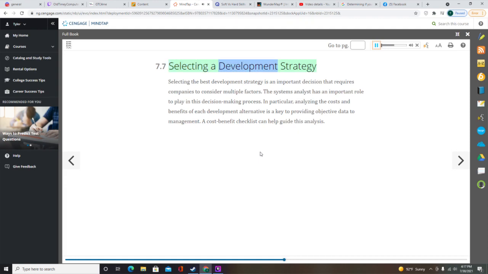Selecting a development strategy. Selecting the best development strategy is an important decision that requires companies to consider multiple factors. The systems analyst has an important role to play in this decision-making process. In particular, analyzing the costs and benefits of each development alternative is a key to providing objective data to management. A cost-benefit checklist can help guide this analysis.